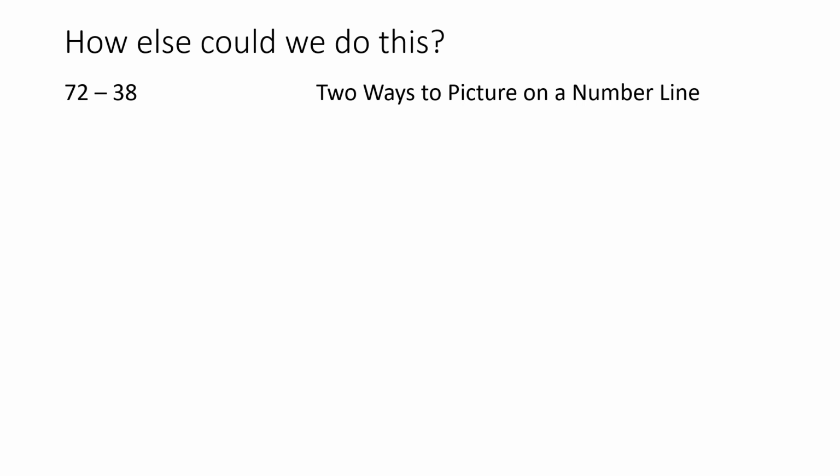There's actually two ways you can picture this on the number line. And for this purpose, we're going to do it one particular way, but I do want to show you both ways because this is a lesson on number line. So 72 minus 38. One of the ways you could do that is starting at the 72 and then move 38 to the left on the number line, which is how I addressed it in a previous video when I was modeling subtraction on the number line.